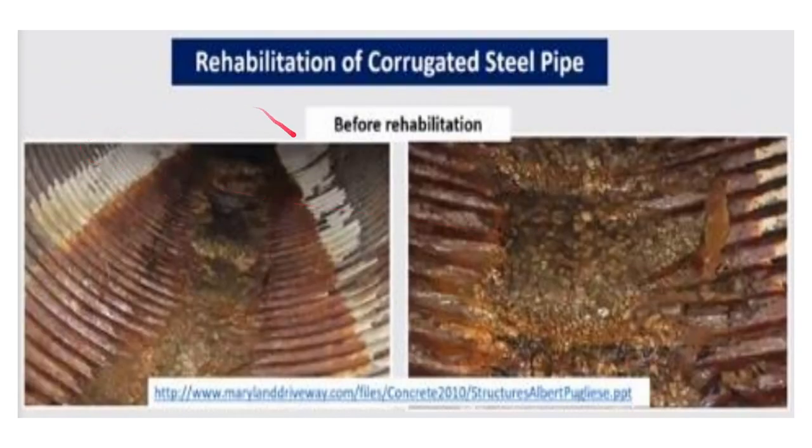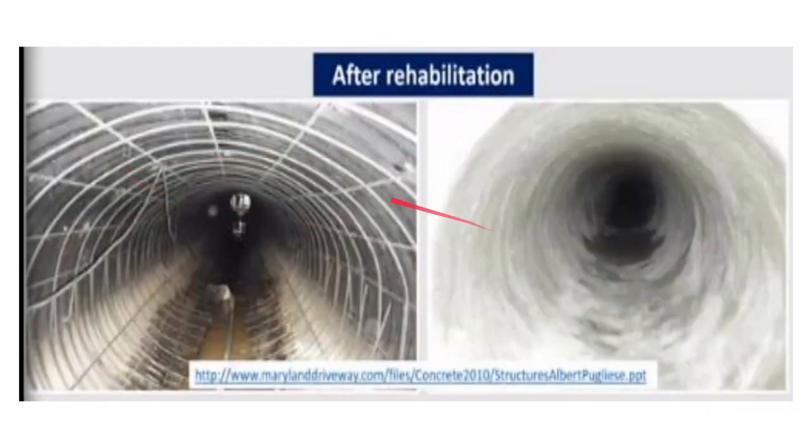Okay, so how this shotcreting can be useful, we can see here. Here they have given an example of how rehabilitation of corrugated steel pipe has been done. This is a corrugated, irregular shaped steel pipe. Here you can see this corrugated wavy type steel pipe, which got corroded, before rehabilitation. After using shotcreting, it became like this. Like this it was restored. Okay, so it was re-strengthened.